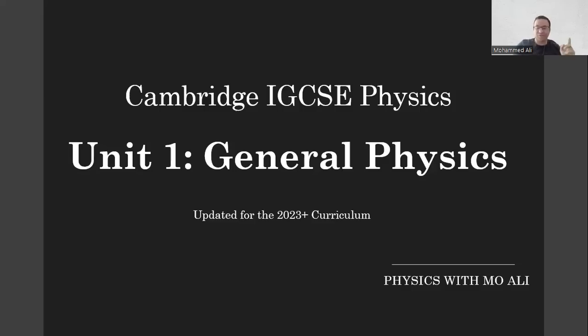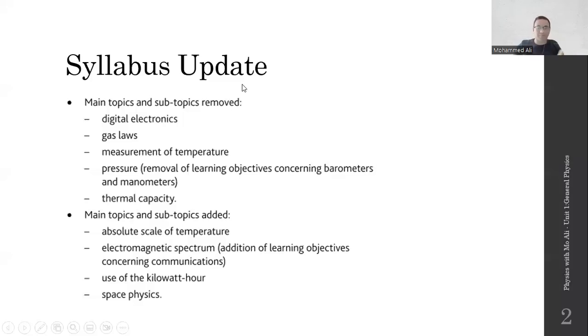So this is the first unit, General Physics and Mechanics. We'll first start by talking about the update. Every time we revise, we'll talk about the update of the syllabus that was updated this year, 2023. There are certain topics that have been removed, certain topics that have been added. And in Unit 1, General Physics, the primary thing that has been removed is pressure. Not all of it, just the barometer and the manometer.